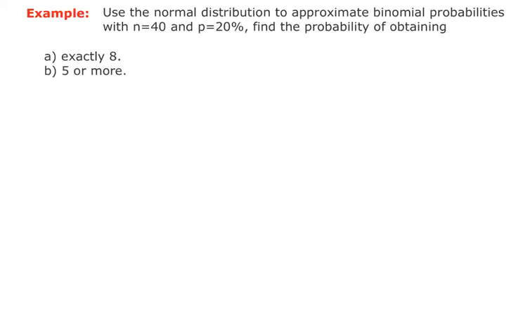I'm going to show you an example of a binomial distribution. I gave you a homework that is similar to the question you will see soon. Use the normal distribution to approximate binomial probabilities with n equal to 40 and p equal to 20%. Find the probability of obtaining exactly 8. That's the first part. The second part is 5 or more.